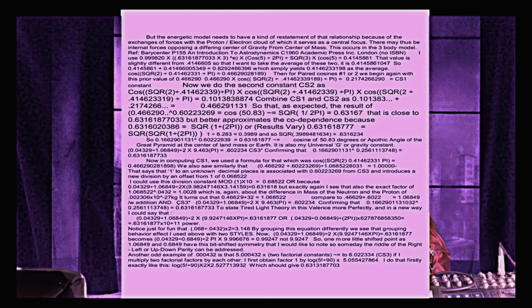I use 0.999820 times the quantity 0.63161877033 times 3 n quantity up to the exponent of e n quantity times cosine of phi divided by 2 pi divided by the square root of 3 times the quantity of cosine of 5, and that is equal to 0.4145861.